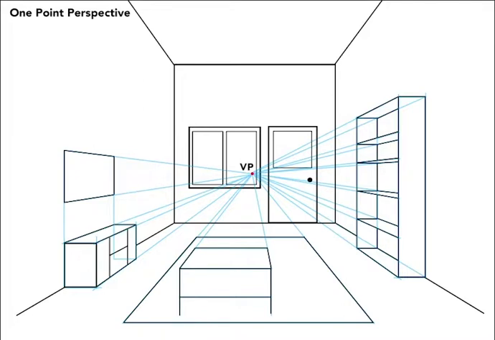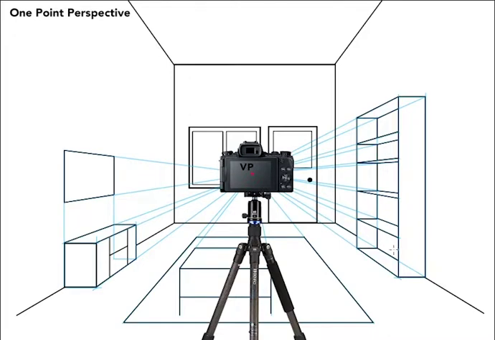So if you have a camera and you take a picture of this scene, alright? So we have a camera, tripod, and you take a picture and it will look like this. So can you notice that the viewfinder and the VP or the red dot are in the exact same position? So that represents this point of view taken from the camera.